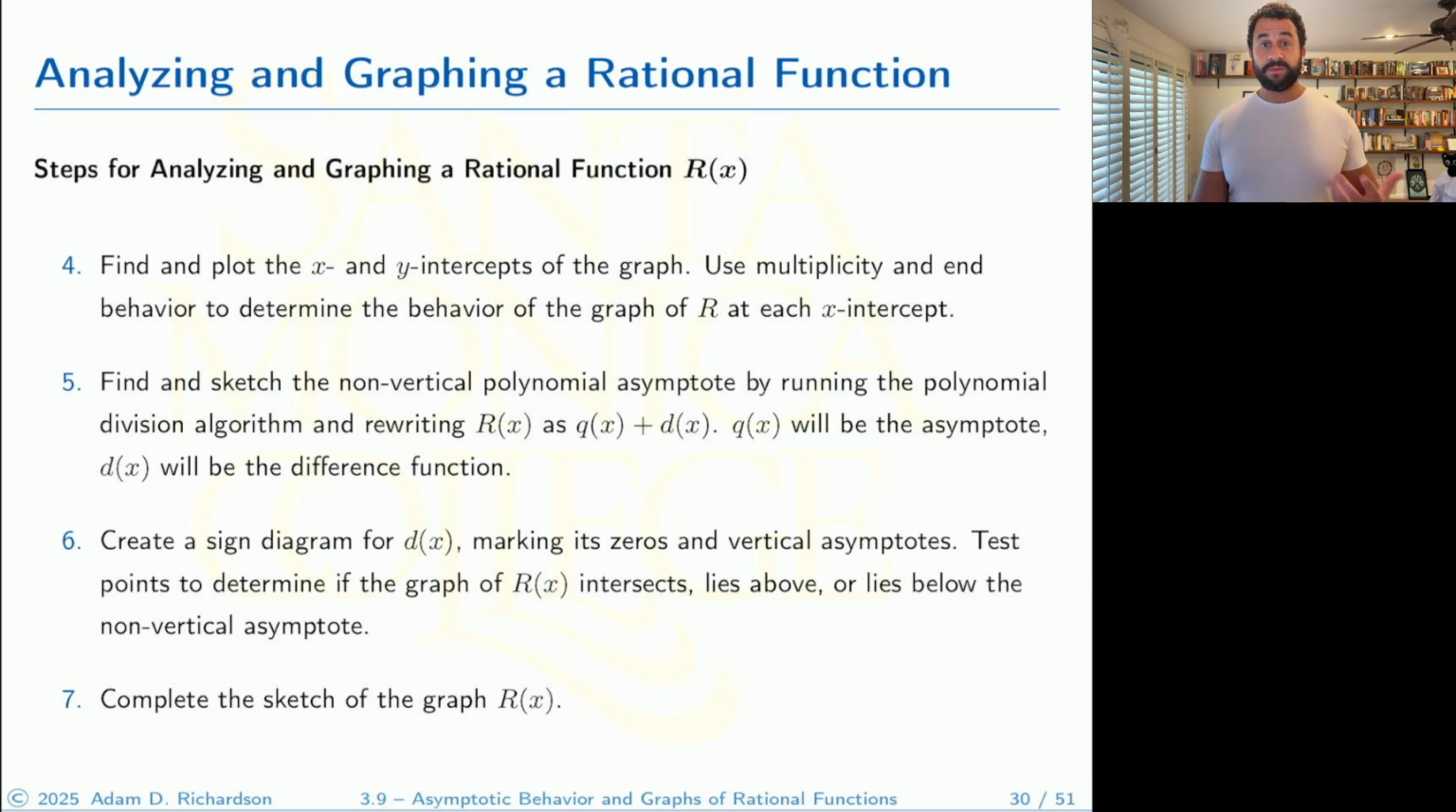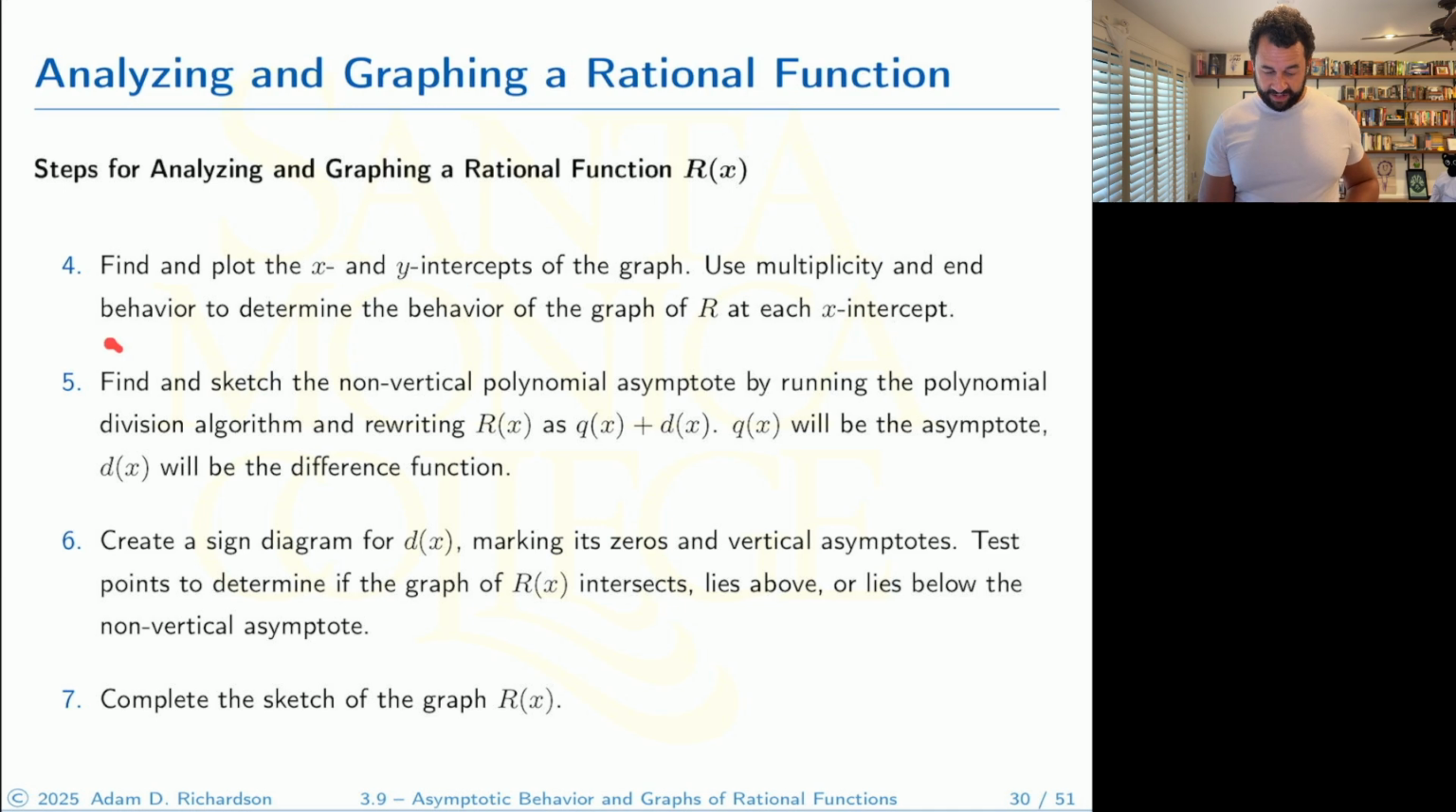Remember, if the multiplicity is even, then the graph will look like x squared or negative x squared at that point. If the multiplicity is odd, then it either is going to cross like a straight line or it's going to cross like a cubic function, right? All that stuff coming together now.